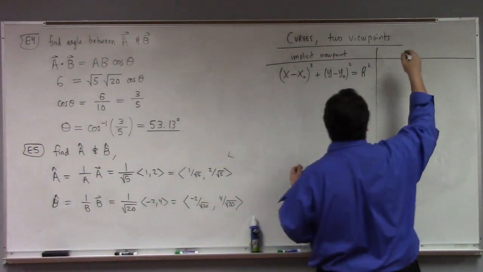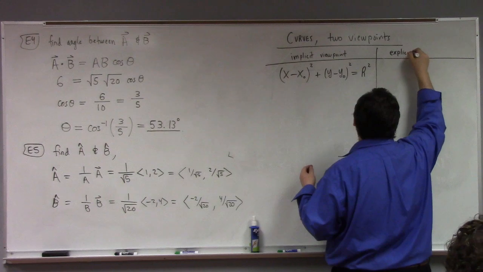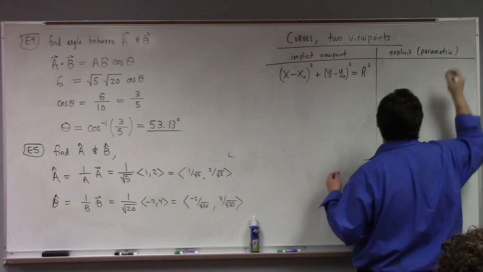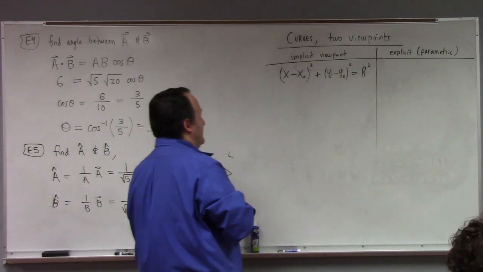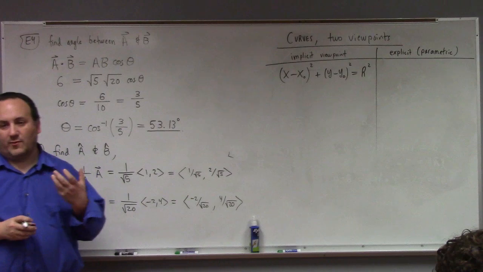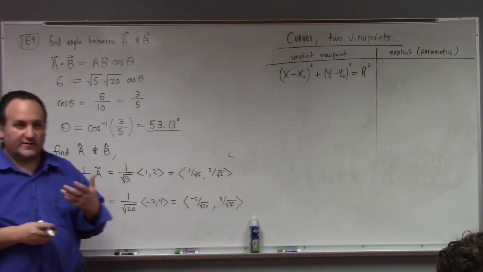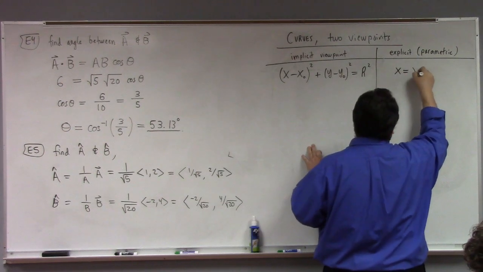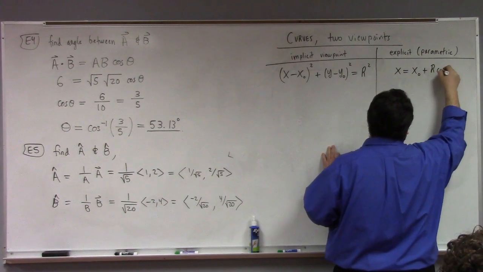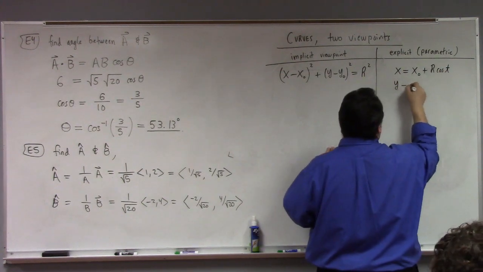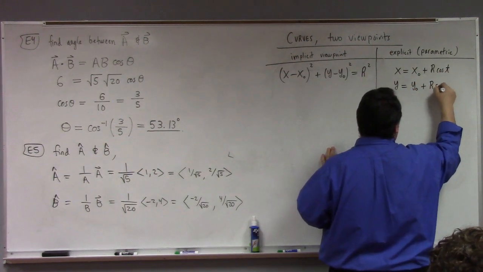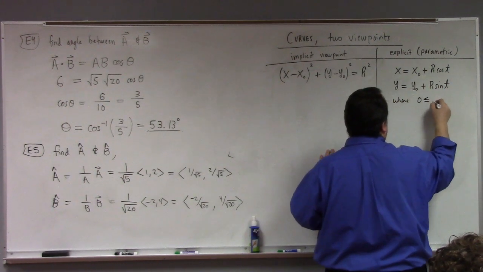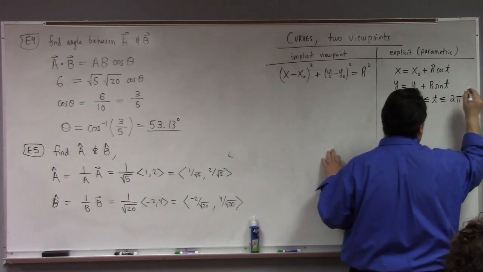The explicit viewpoint, also known as the parametric viewpoint, instead tells you what x and what y are for the circle directly in terms of a new thing we call a parameter. So here, parametric equations are like this: x equals x naught plus r cosine t, y equals y naught plus r sine t, where 0 is less than or equal to t, is less than or equal to 2 pi.